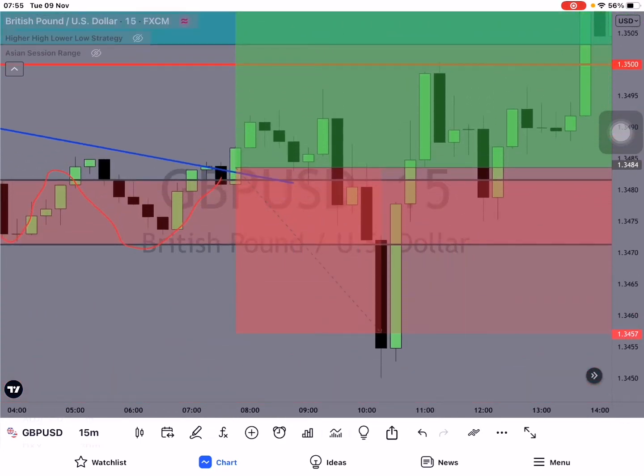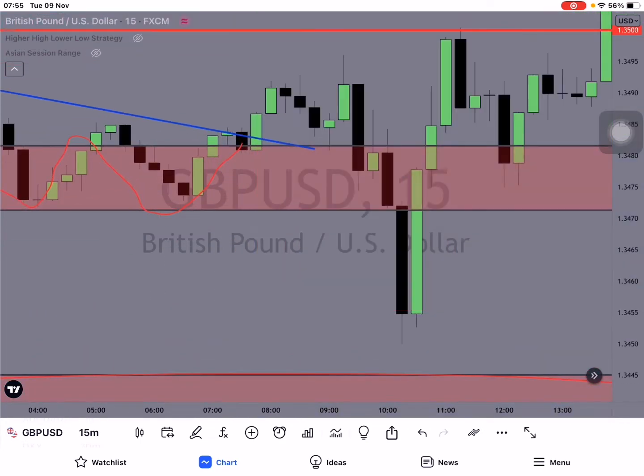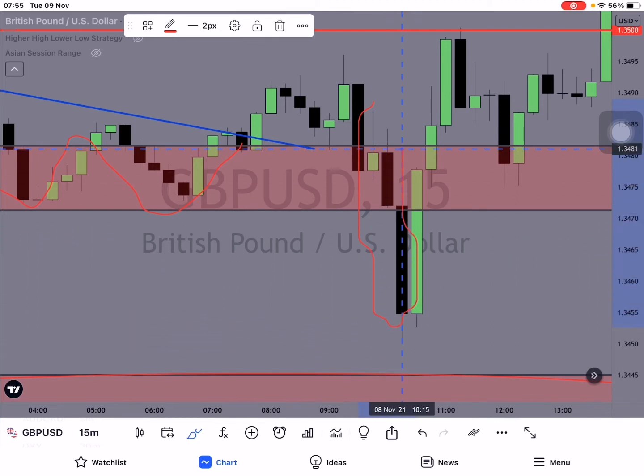Now I'll explain to you guys what I did see, right? Let's just remove this. Now I want you guys to notice how here we have these 45 minutes of movement, these three candles, this green one, this black, and this black, right?